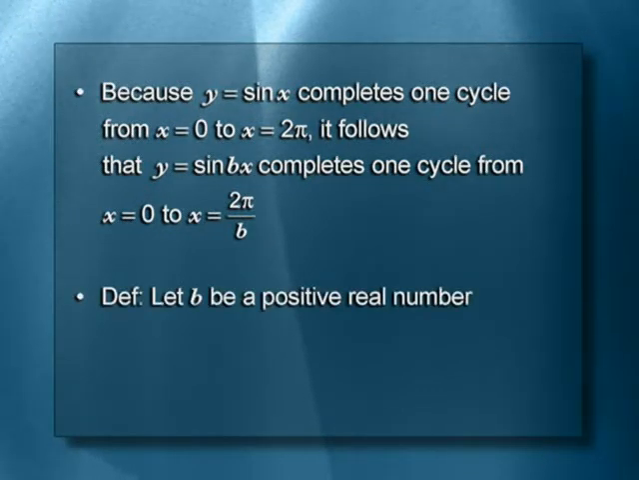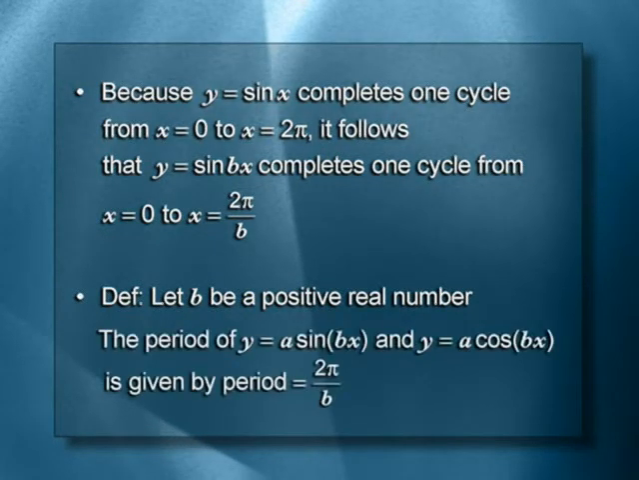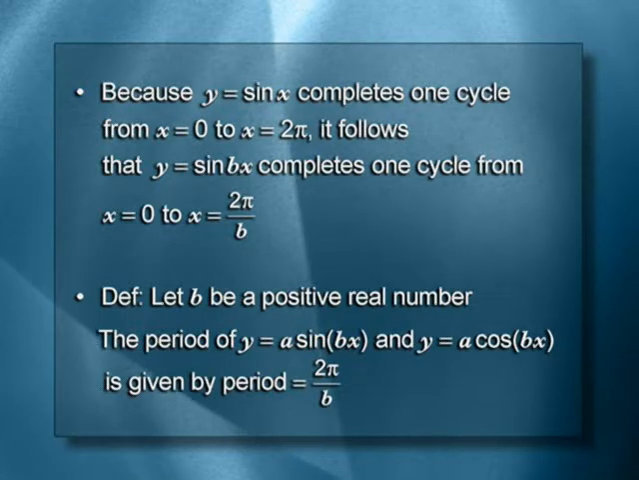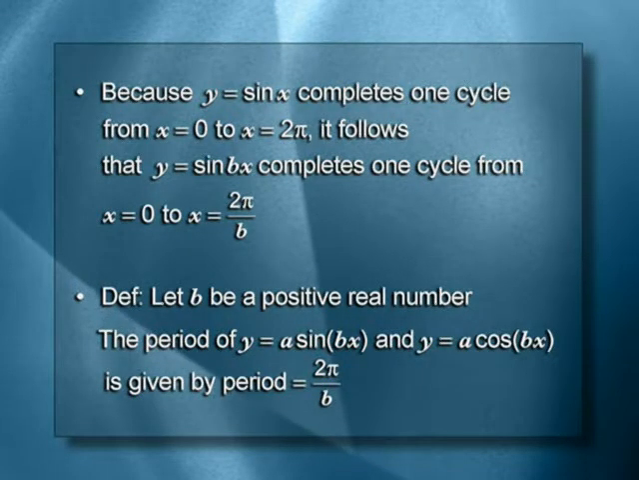So here's the definition. Let b be a positive real number. The period of a sine bx and a cosine bx is given by 2 pi over b.